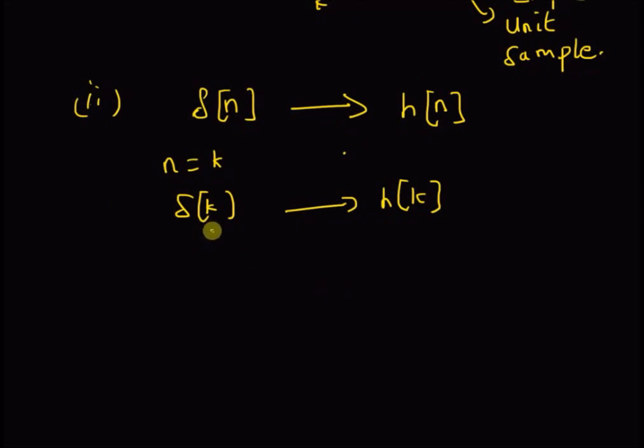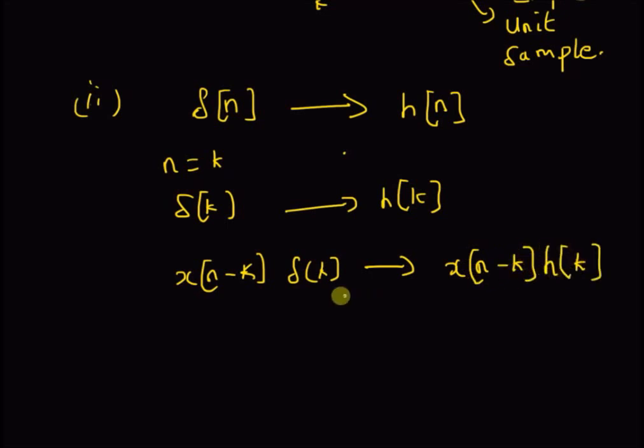Now if the unit sample delta of k is multiplied by a weight x of n minus k, then the corresponding output is also multiplied by the same weight, that is x of n minus k multiplied by h of k. That is, the corresponding output is also the product of the weight x of n minus k and the impulse response h of k. And this input output relation is valid for all values of k.